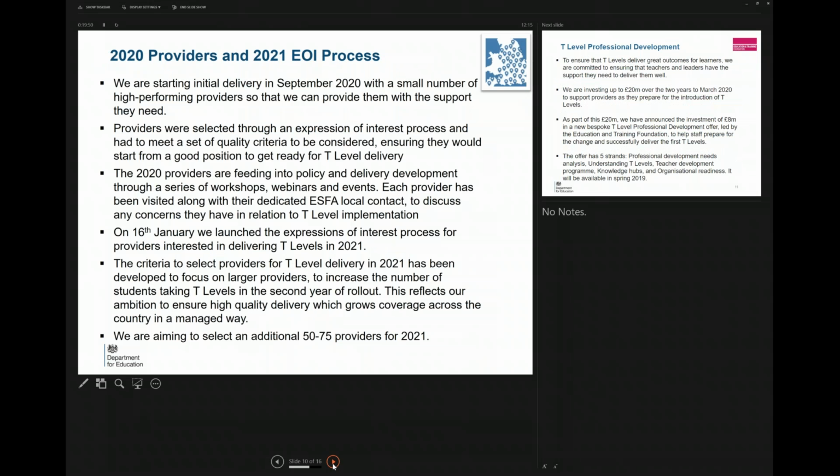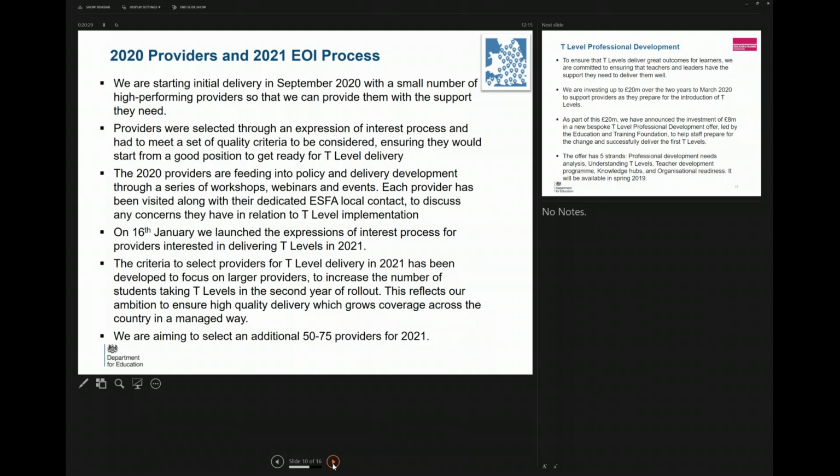For 2020 delivery, we're starting relatively small, and we ran a selection process last year in order to identify a group of 50 providers who will be teaching the first T-levels from September 2020. We very consciously wanted to start with a small number that we could support and get to know as we plan for implementation, to make sure that we get the teaching of T-levels off to a really good start. Providers were selected through an expression of interest process, and they had to meet a series of quality criteria in order to be considered.